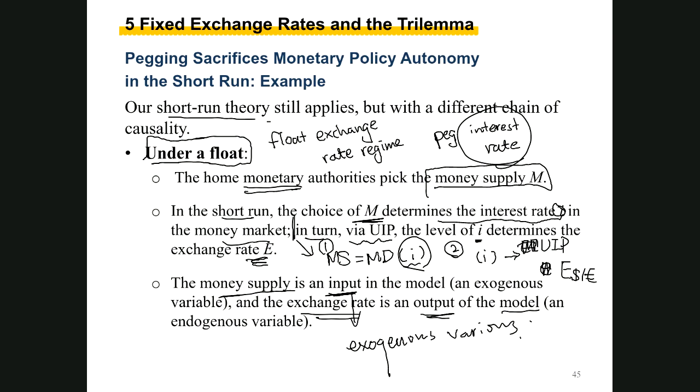Instead of pegging the exchange rate to hold it at a fixed level across time, you peg the interest rate by controlling the money supply. So by controlling the money supply, you control I, and via UIP you control E. No, not control. The E is something you get. So this one will fluctuate more because of the overshooting, right?